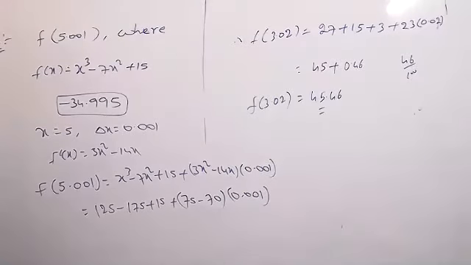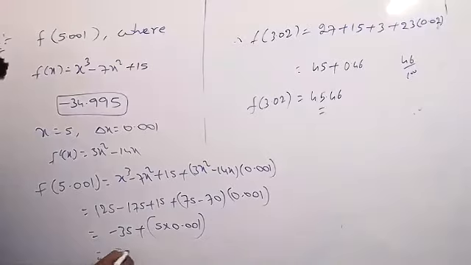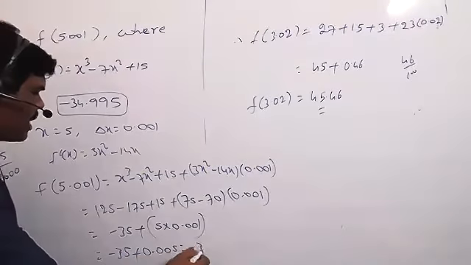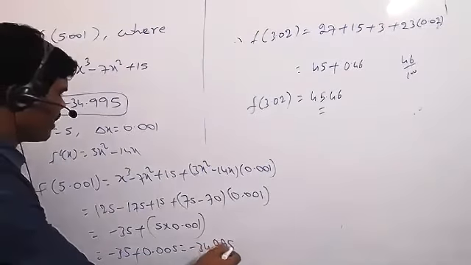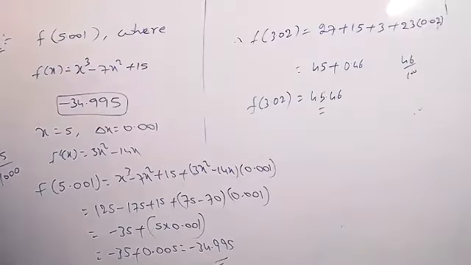So simplify this value now. This is clearly minus 50 plus 15, so minus 35. Minus 35 plus 5 into 0.001. Clearly 1 by 1000, so we are getting 5 by 1000, that is 0.005. It is equal to minus 34.995.